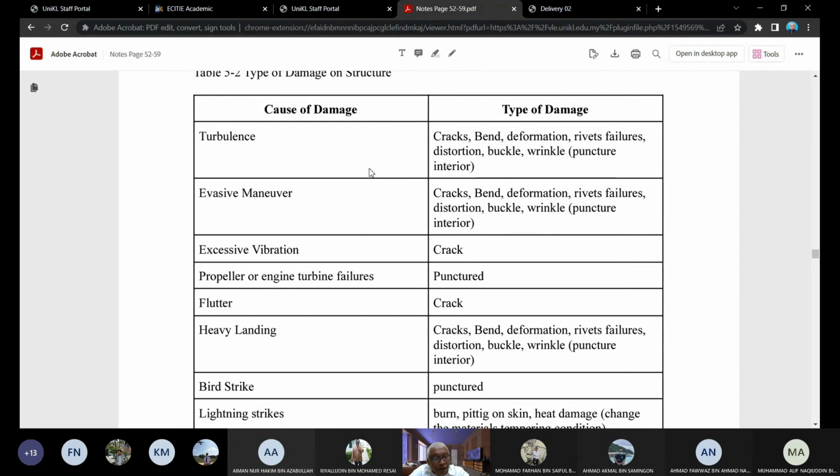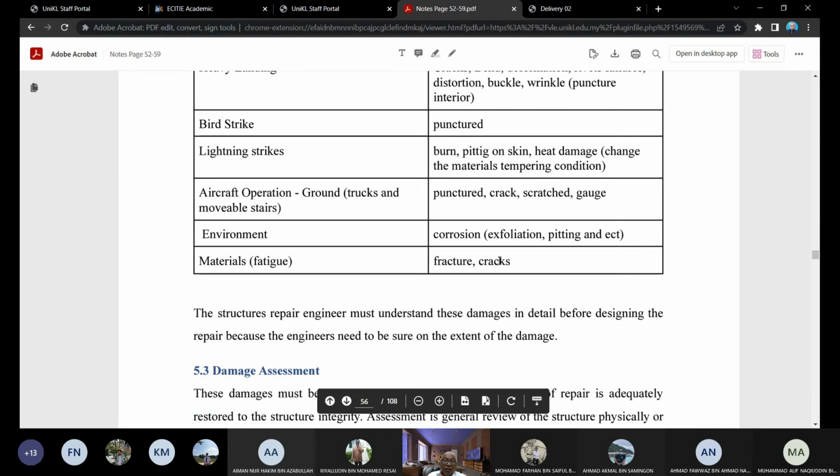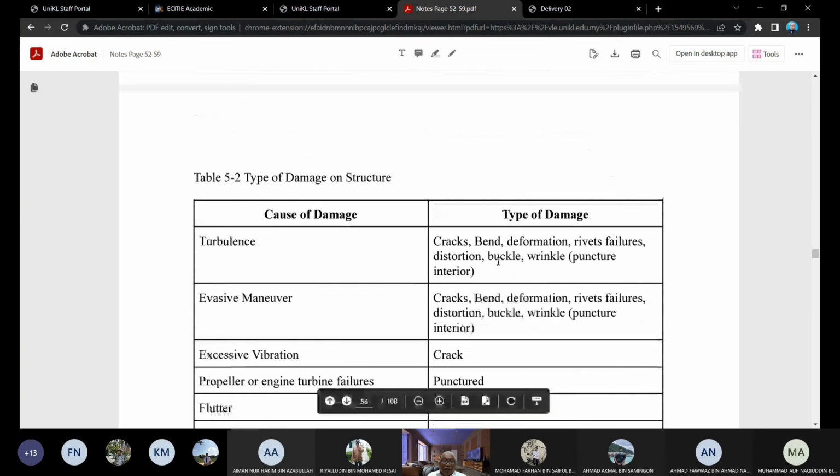Flutter may cause crack. Heavy landing also causes crack, bend, deformation, rivet failure, distortion, buckle, wrinkle. Bird strike is puncture. In most strike cases, the whole bird itself went through the structure and resided in the structure. Lightning strike is a pitted condition, burn, hit mark. Aircraft operation on the ground can also cause punctures, cracks, scratches, gouges. Environment is corrosion. There are many types of corrosion. So those are potential failures for the specific cause of damage.